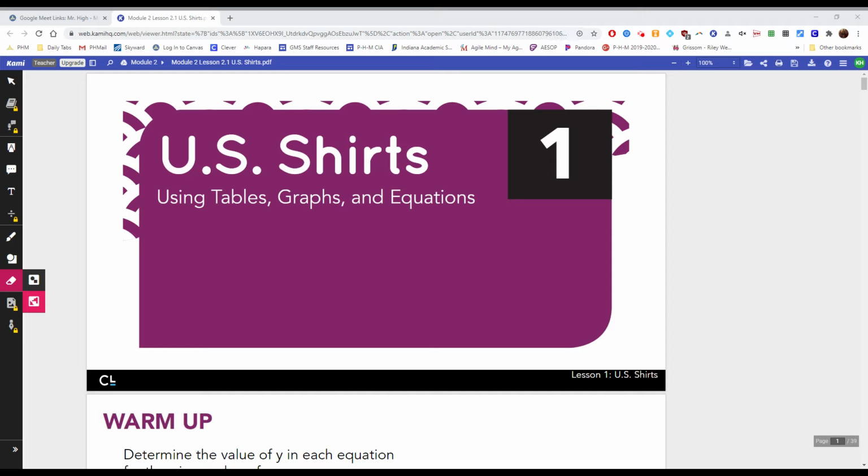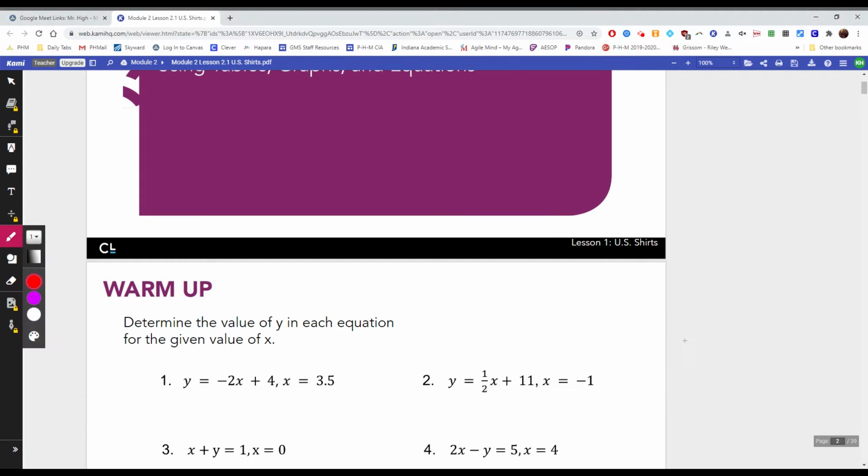Hi, eighth graders. In this lesson, we are going to look at a t-shirt company and the price of their shirts and some other things that they charge. We are going to represent it in tables, in graphs, and an equation. So, we're going to look at the three different representations that we've seen with proportional and non-proportional relationships for a specific example. We're going to start with a warm up.